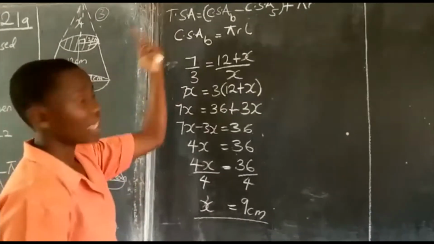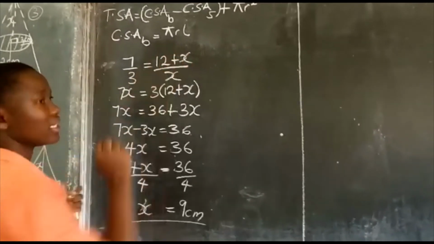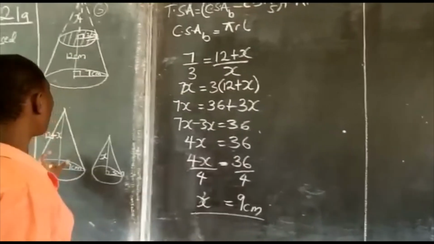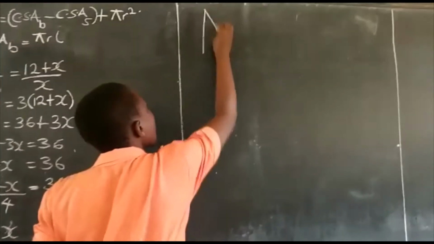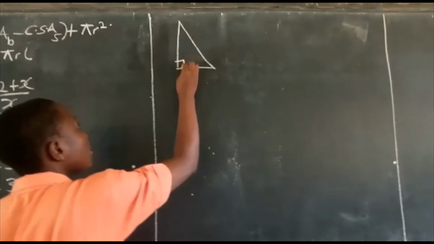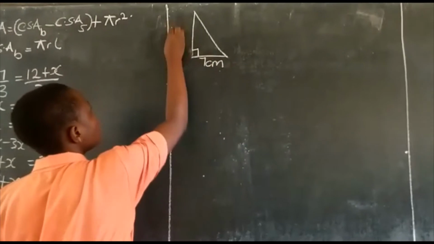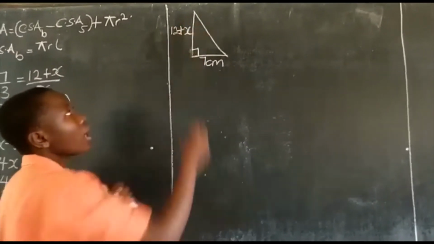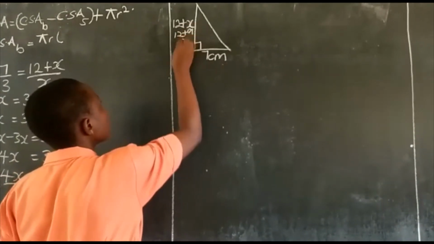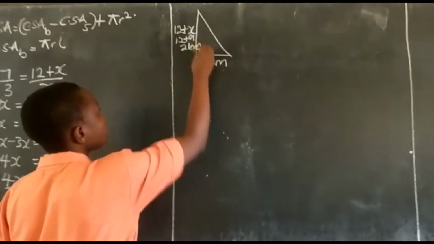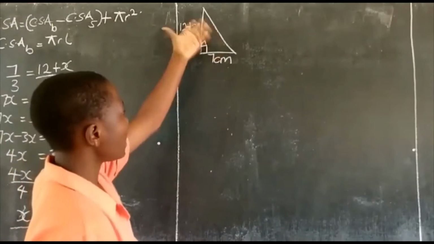So we are now back to finding the curved surface area for our big cone. But remember, we don't have the slanting side, but we have our triangle, which we are going to pick out from our big cone, and it will be this. It has a radius of 7 centimeters and a height of 12 plus x. And so we found the value of x as 9, so it will be 12 plus 9 to give us 21 centimeters. We are using Pythagoras theorem to find the length of the slanting side.